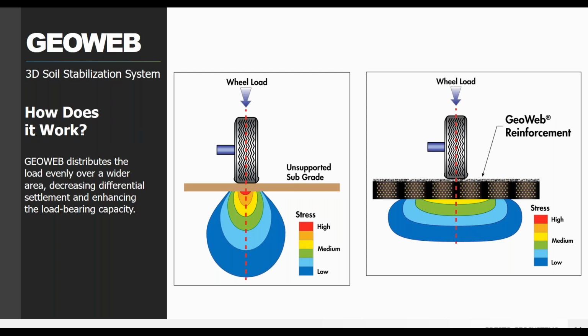I do just kind of want to show this as a diagram of how you can see the stresses on the subgrade, how they're affected with the GeoWeb system. So you have an unsupported subgrade on the left and then GeoWeb reinforcement on the right. And you can see how there's a complete elimination of the highest stresses on the surface with the GeoWeb reinforcement. There's no red or orange layer. And so these stresses are reduced and distributed over a wider area. That's that mattress effect. And so it's going to reduce the amount of stress reaching your subgrade and leads to a significant decrease in deflection and rutting.